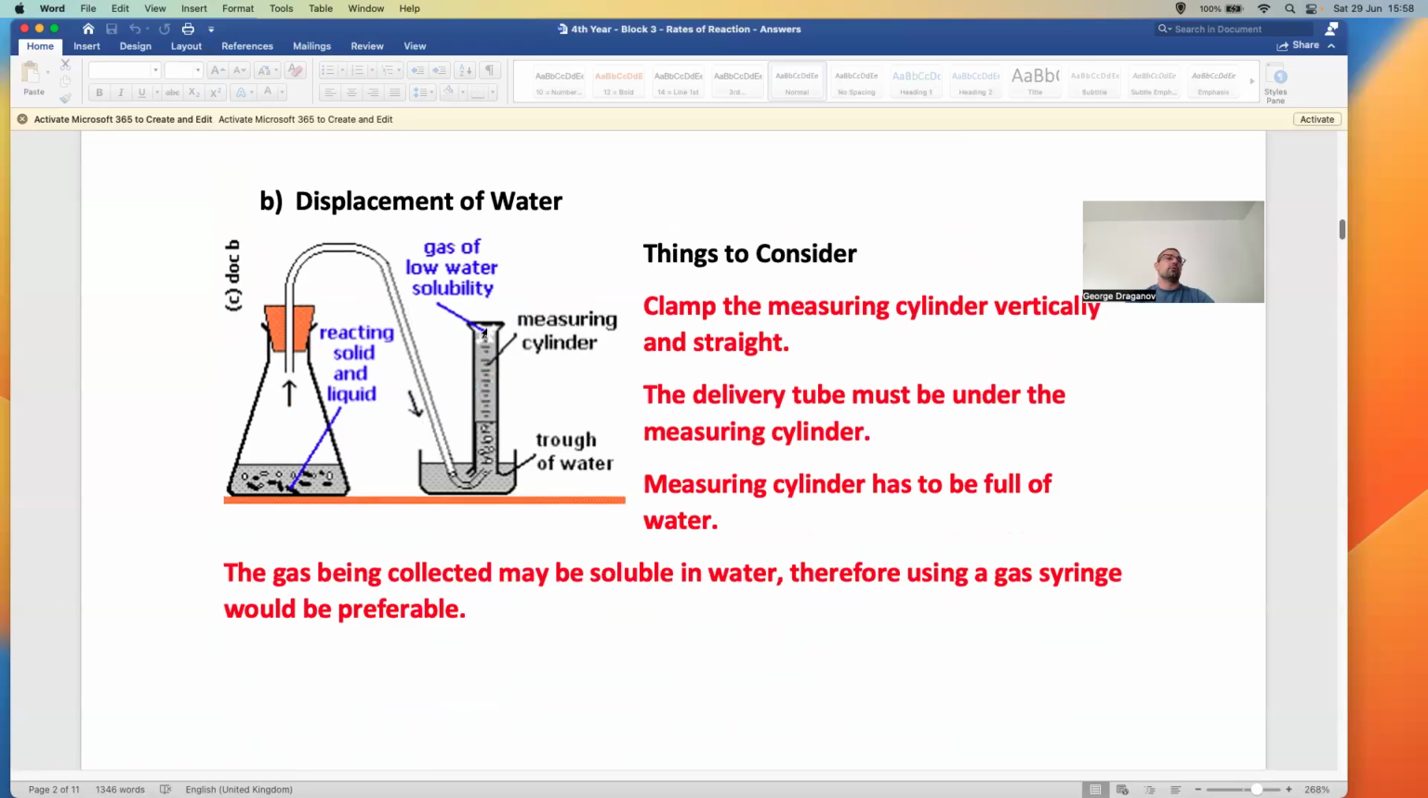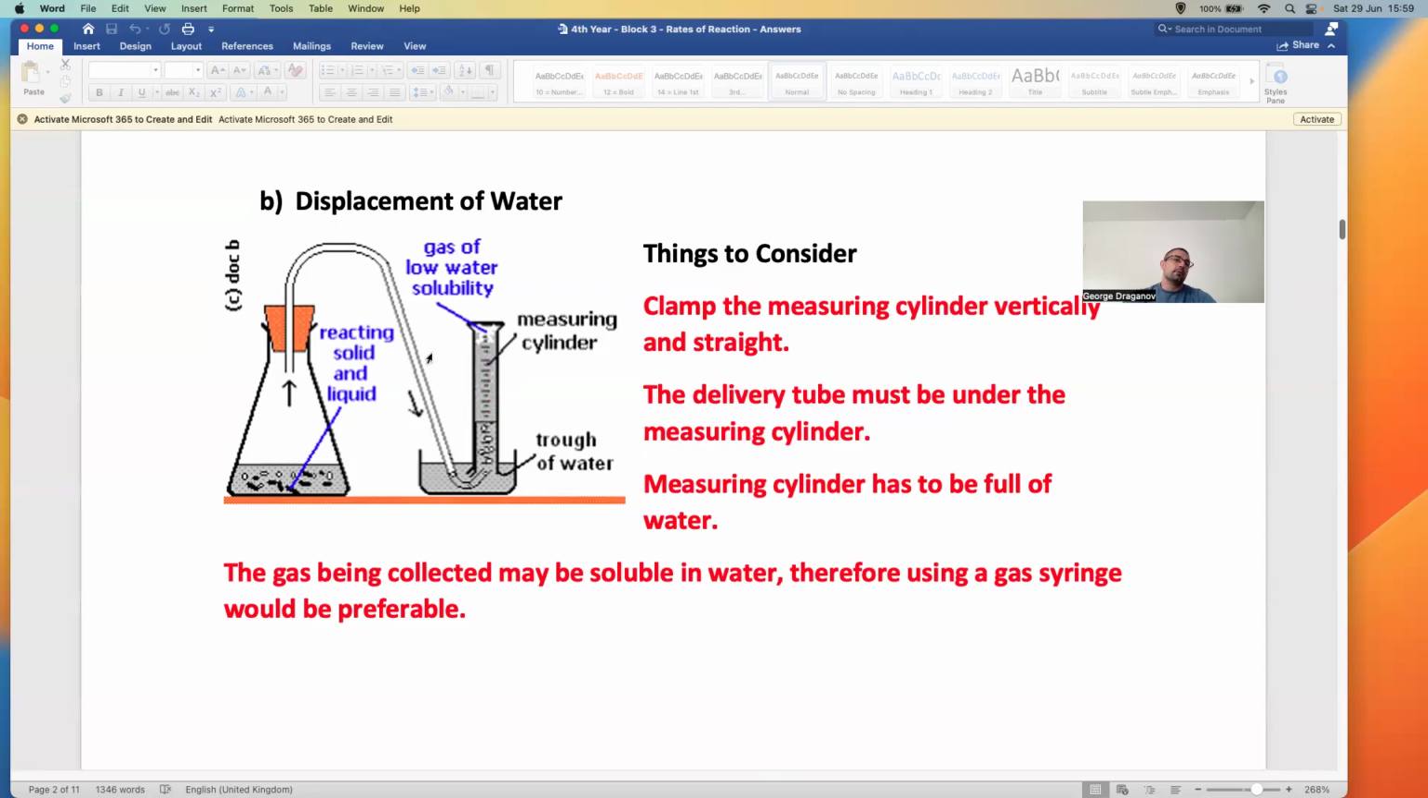So you fill the measuring cylinder with water, keep your hand on it, turn it upside down and put it in the water. Then the water pressure will keep the water in here all the way to the top. Then once again, as you add your solid and quickly put the top on, the bung with a delivery tube, the gas will float up and it'll go in here, up here, and it'll push the water level down. So you can still record the volume of gas every 30 seconds or 10 seconds, depending on the speed of the reaction.